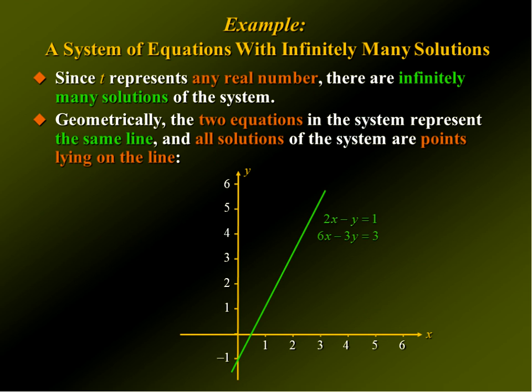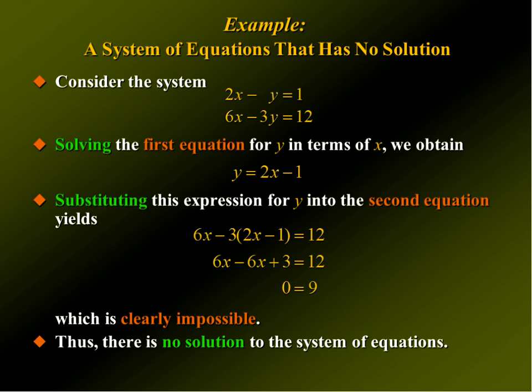So there are infinitely many solutions. This is the graph of the infinitely many solutions, because the two lines are coincident. There are two lines, and these two lines are the same. That's why this is a solution. So another example, the third example, a system of equations that has no solution.